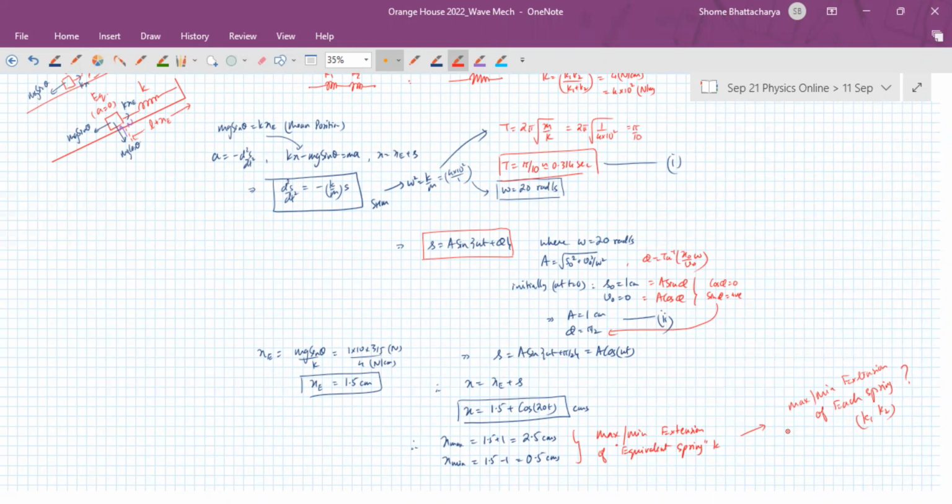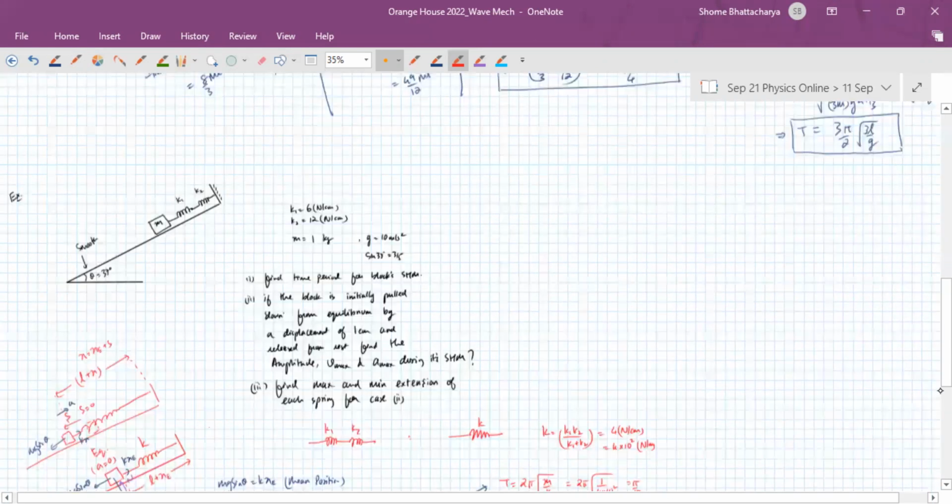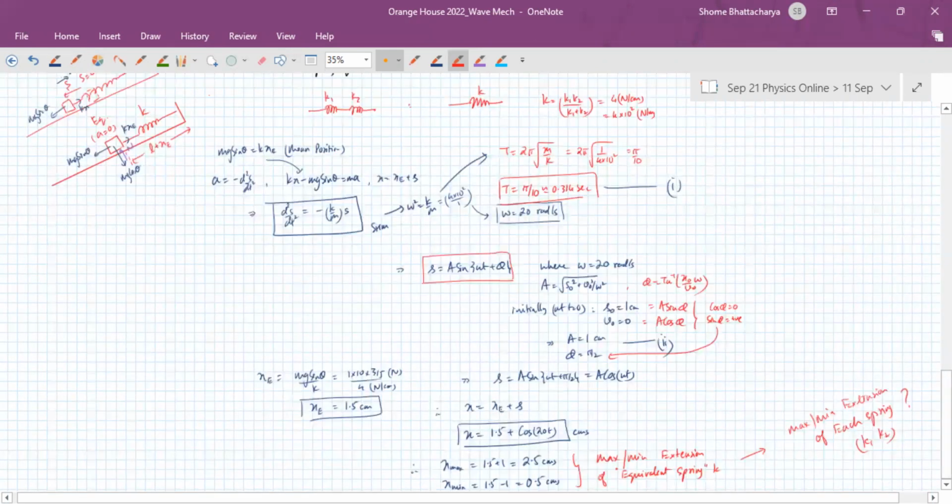So can you explain the last step, this one, how we got the value of x? See, that's simple, na? Look, 1.5 plus the cos 20t term, na. So cos 20t, its maxima is how much? 1, na? And minima is -1, na?